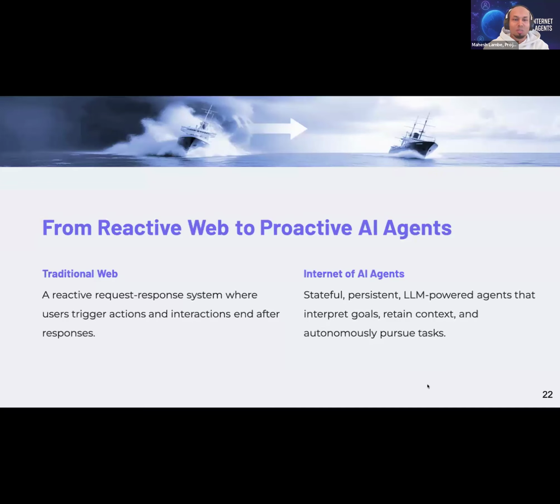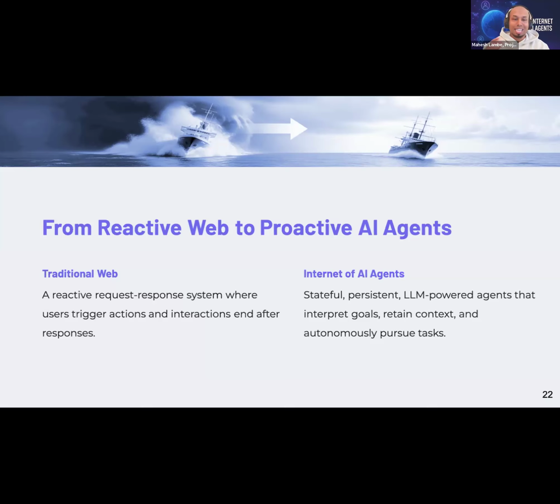So here we are capturing what's actually changing. The traditional web has been reactive. It waits. You or me as a consumer click a button and the server responds. The cycle ends right there. There is no memory, no intent, no initiative. But now we are entering the era of proactive agents.